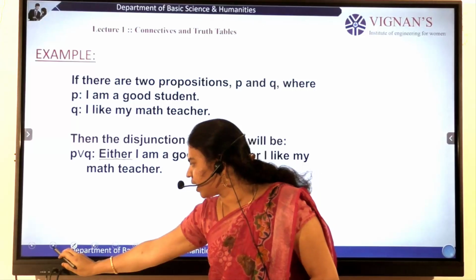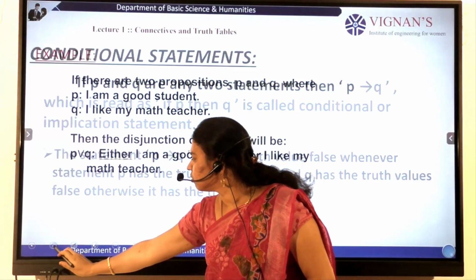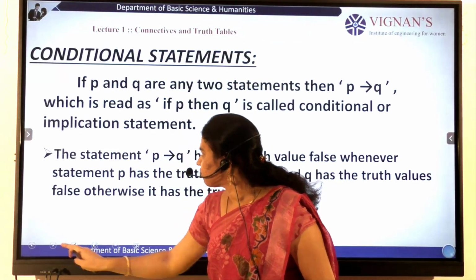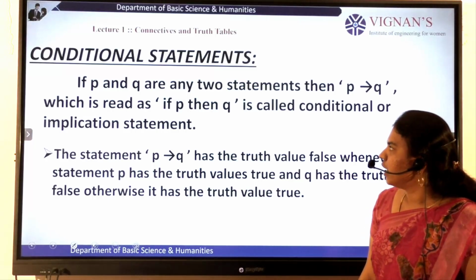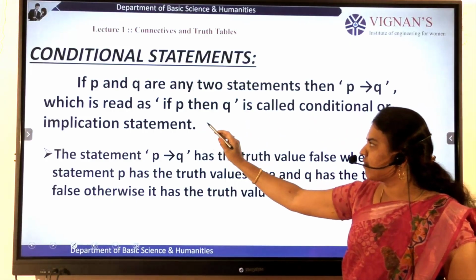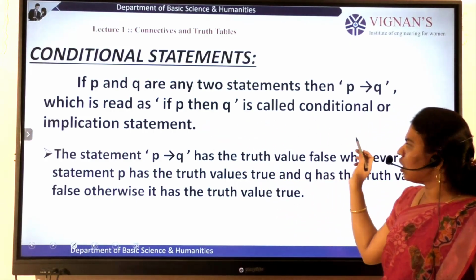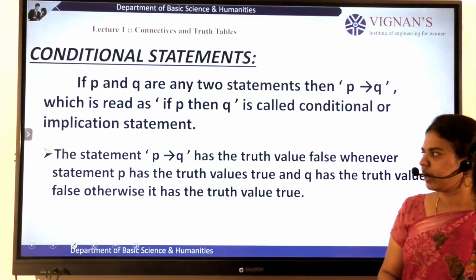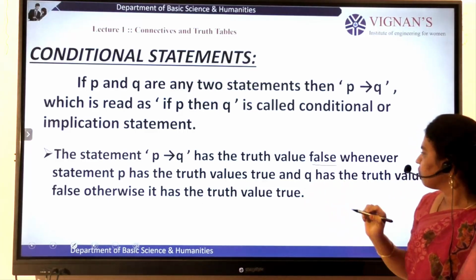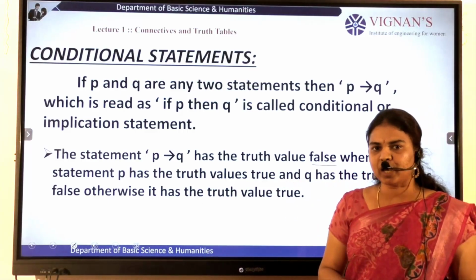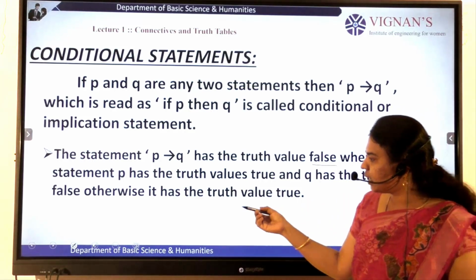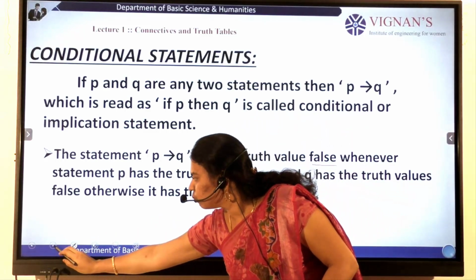Next, coming to the next connective, that is conditional statements. If P and Q are any two statements, then P implies Q, which is read as if P then Q, is called the conditional or implication statement. The statement P implies Q has the truth value false whenever the statement P has the truth value true and the statement Q has the truth value false. In the remaining cases, it will be true.